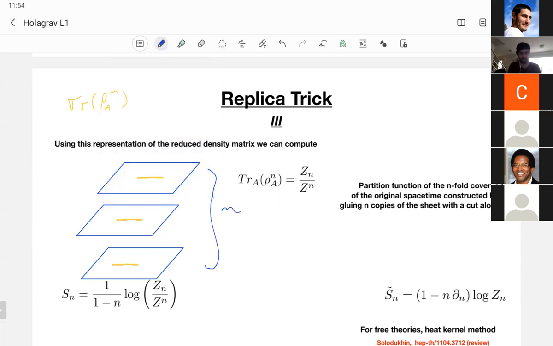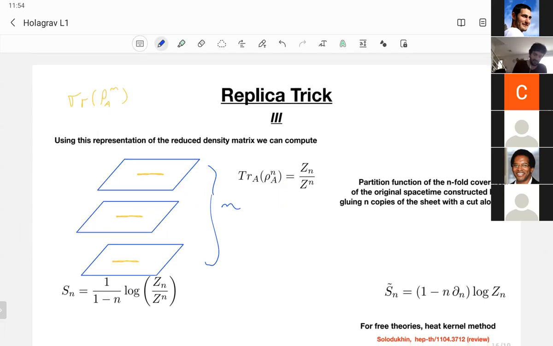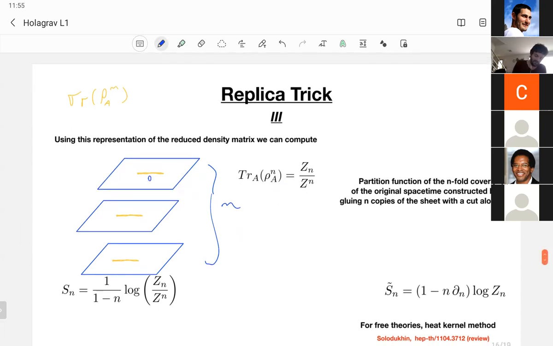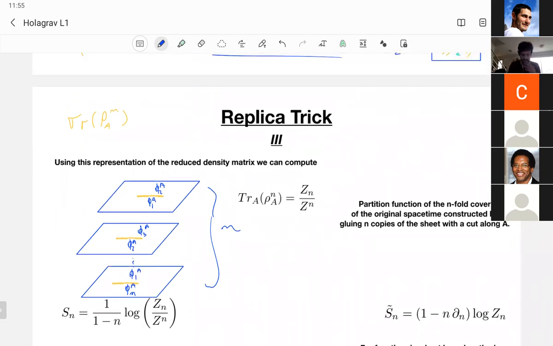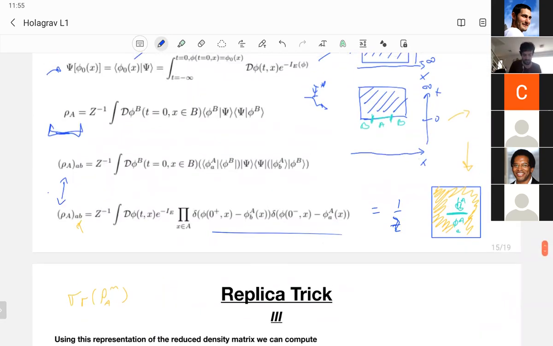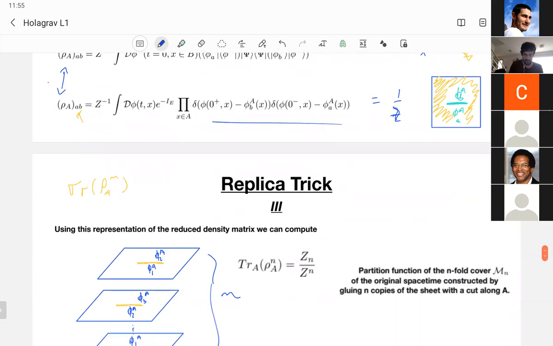And the boundary conditions on the fields told you that if you have phi one here, and phi two on the other side, you have phi two here and phi three here and so on. And taking the trace means that you have to identify the last one with the first one. Taking the trace in this integral means that.